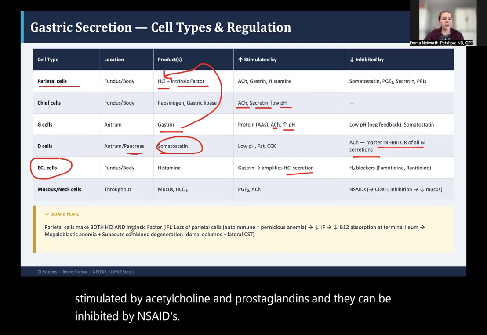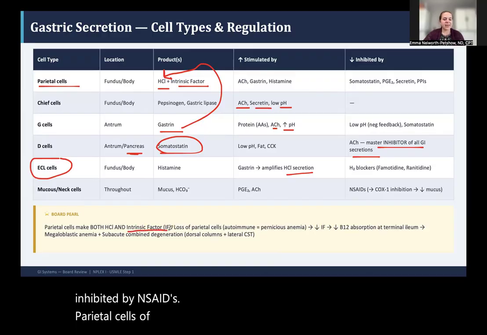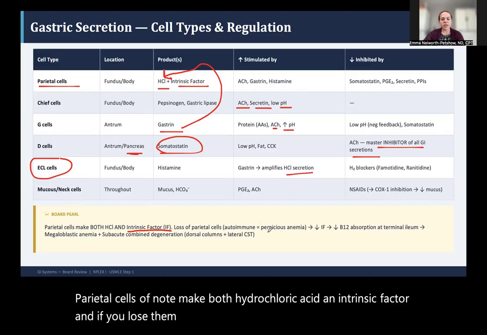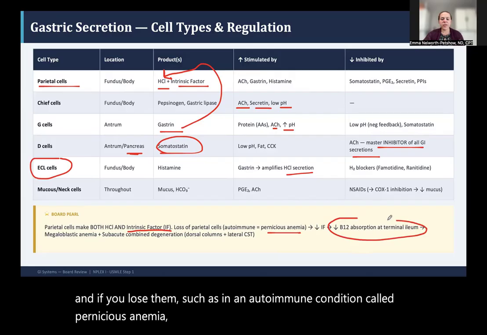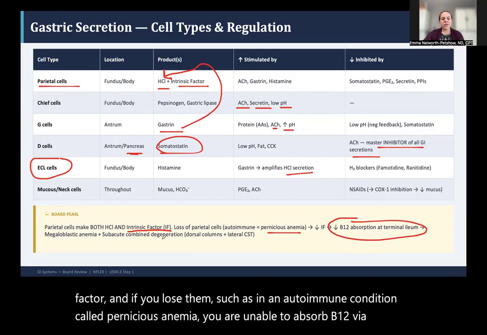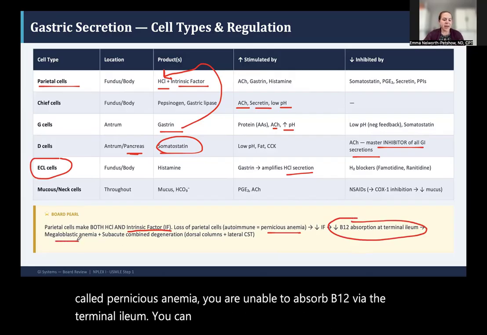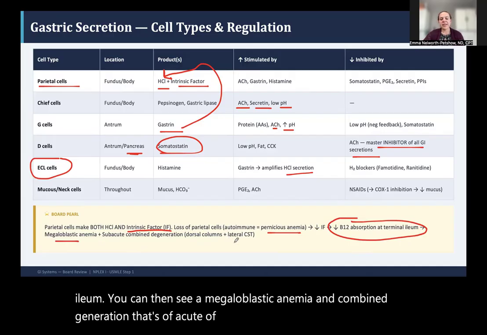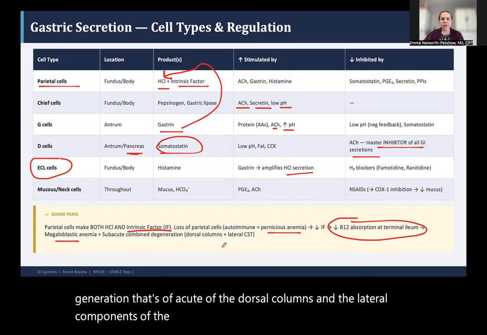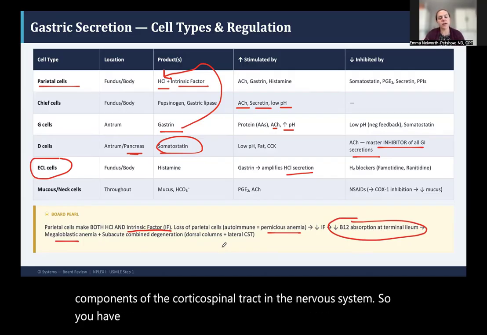Parietal cells of note make both hydrochloric acid and intrinsic factor, and if you lose them, such as in an autoimmune condition called pernicious anemia, you are unable to absorb B12 via the terminal ileum. You can then see a megaloblastic anemia and subacute combined degeneration of the dorsal columns and the lateral components of the corticospinal tract in the nervous system. So you have issues with nerve transmission.